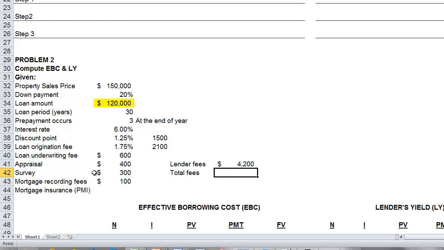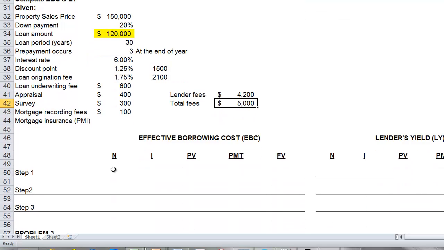Total fees, this is for the EBC side of things, includes the lender's cost plus the appraisal, the survey, and the mortgage recording costs. Okay, with that done, we're now ready to compute each of the 3 steps for the effective borrowing cost and lender's yield. So the N is going to be, we have a 30-year mortgage, so it's 30 times 12. The interest rate is 6, so we divide that by 12. Our present value is 120. And then we're going to compute payment.